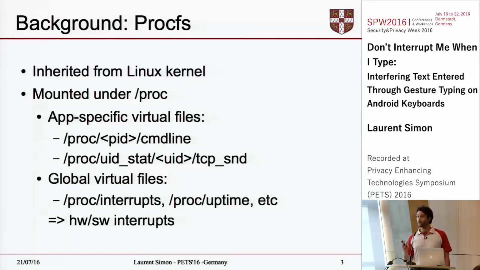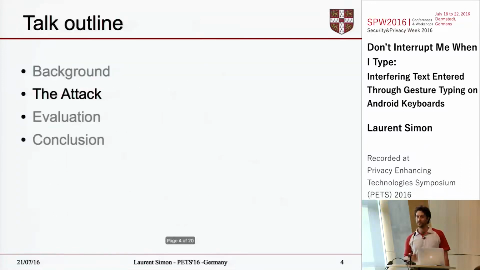To be more specific, there are two pieces of information that we leverage. The first is the number of hardware interrupts that the Android kernel receives. And the second is the total number of context switches that the OS undergoes during user input.